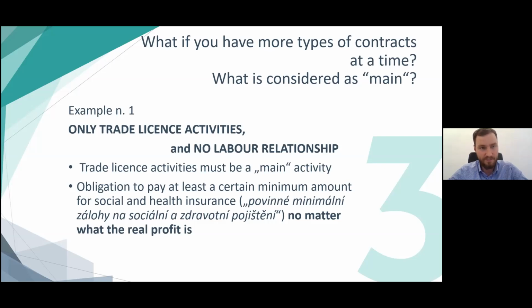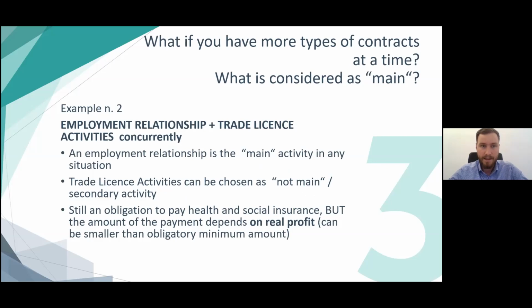But if the profit goes higher, it's calculated from the past year, and the social and health insurance is going to get higher. The state is going to calculate it for you, and they're going to ask you to pay more money. It's always calculated from the profit. But if you have only the trade license, no other labor relationship, you always have to pay the minimum amount.